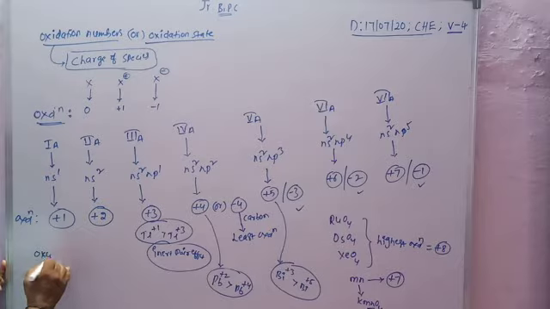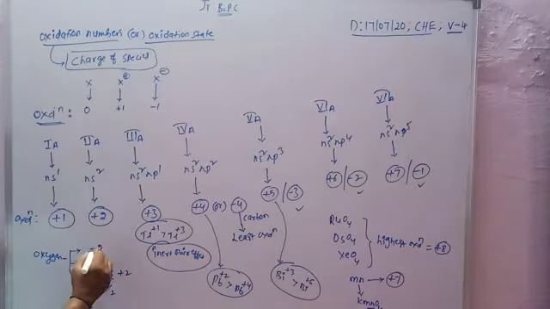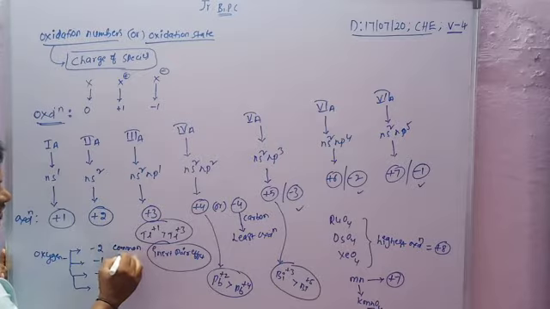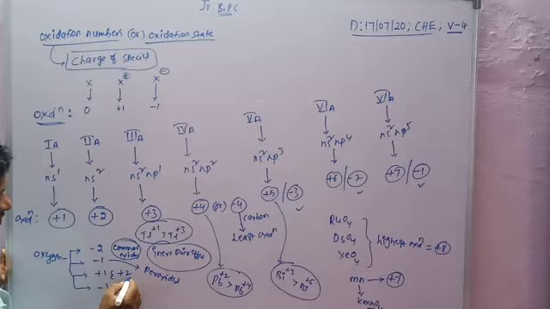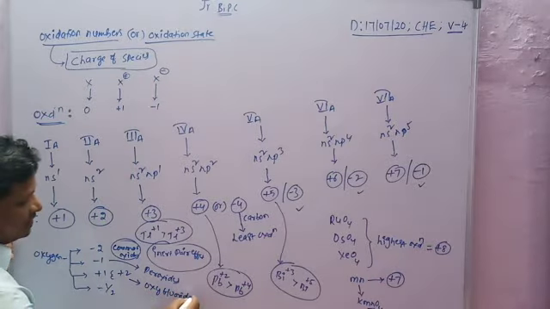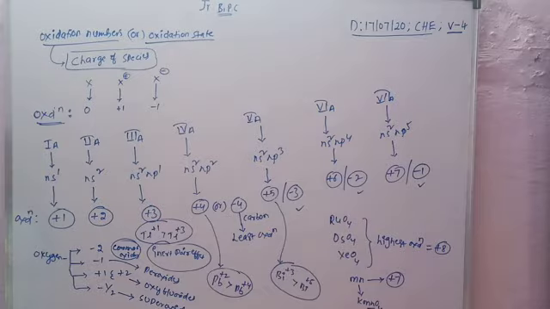Oxygen has oxidation numbers -2, -1, +1 and +2, and also -1/2. -2 is present in common oxides. -1 is present in peroxides. +1 and +2 are present in oxyfluorides. -1/2 is present in superoxides. So these are the oxidation numbers.